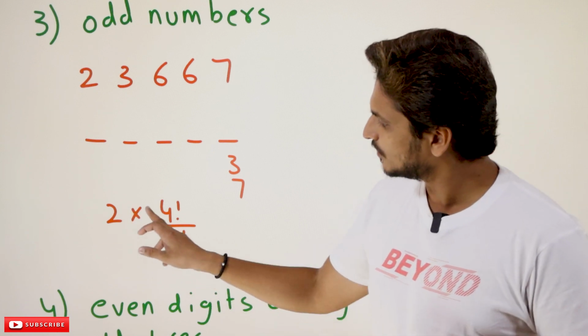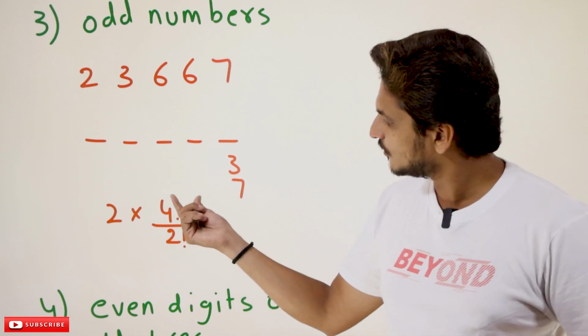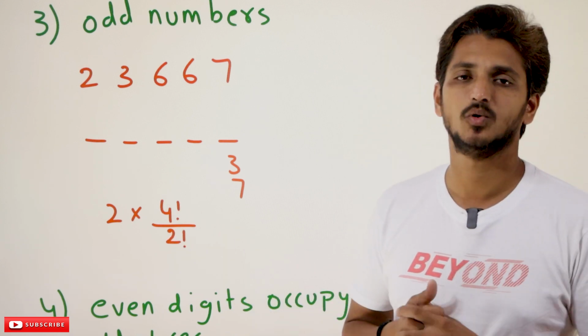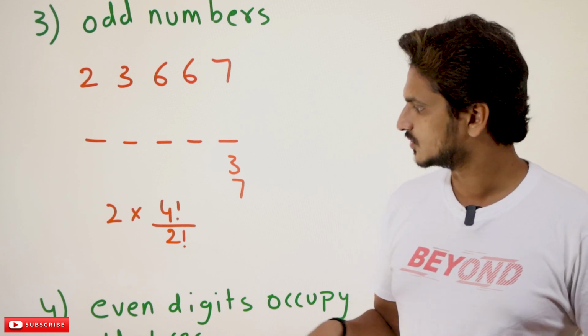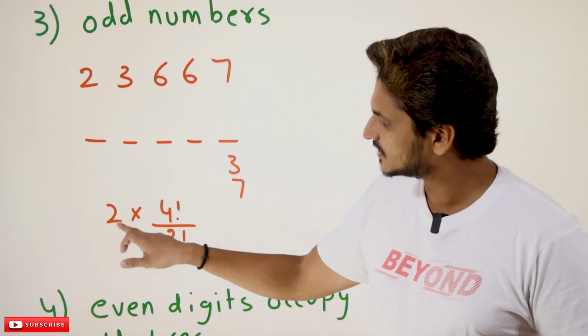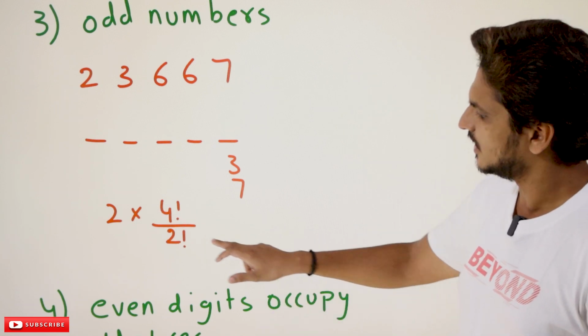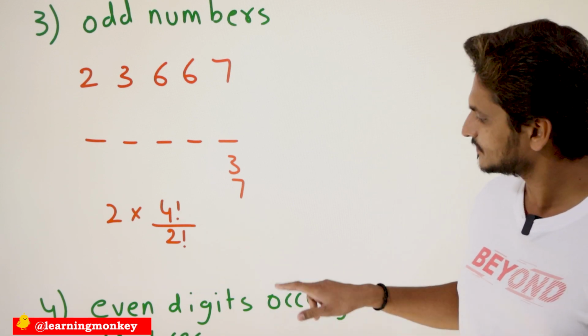That's why it is 2 multiplied by the remaining 4 positions filled in 4 factorial by 2 factorial ways, because 6, 6 is present in both cases. So the total possible odd numbers are 2 multiplied by 4 factorial by 2 factorial. If you cancel 2 factorial and 2, 4 factorial is the output.